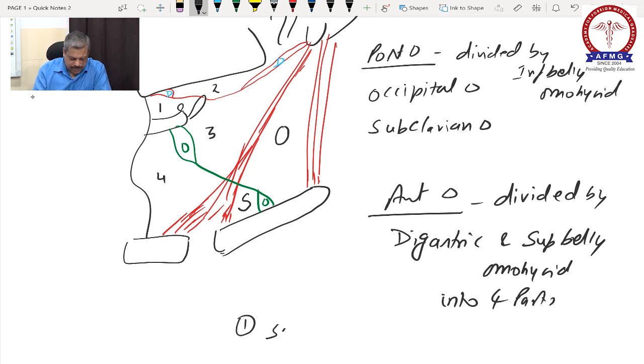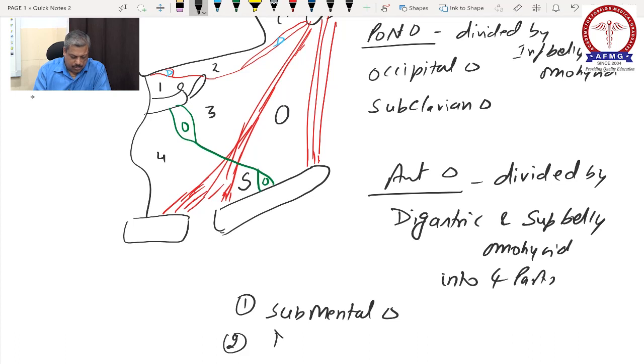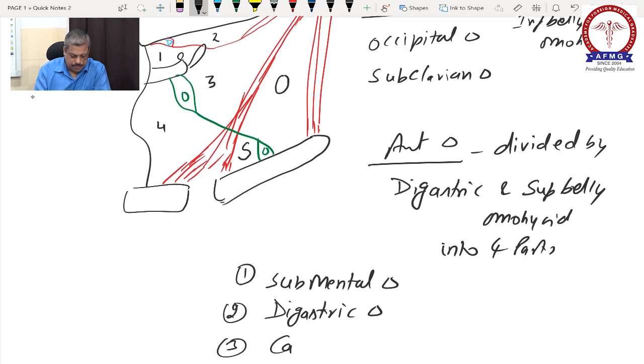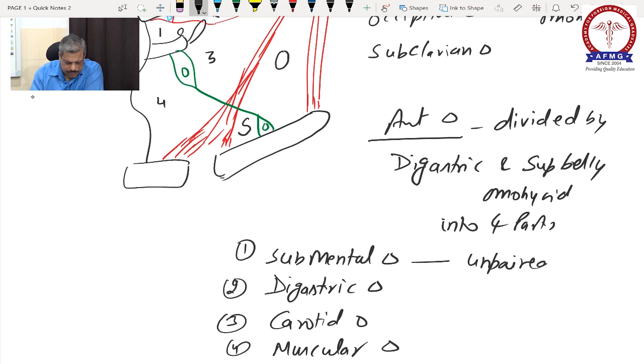Number 1 is the submental triangle. Number 2, digastric triangle. Number 3, carotid triangle. Number 4 is the muscular triangle. So these are the 4 triangles. Now see, the submental triangle is an unpaired triangle. The rest of the 3 triangles are paired triangles.